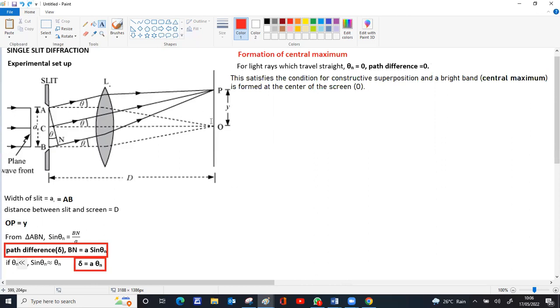Now there are other points on the screen which appear as maxima or minima, bright or dark, as per the path difference.